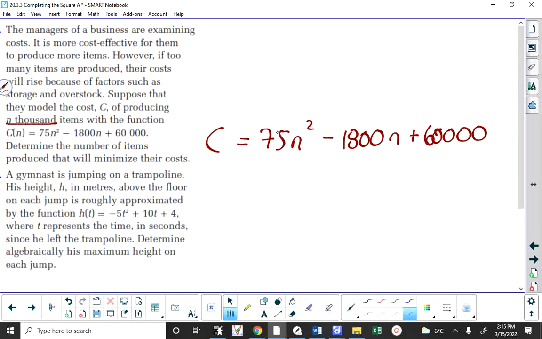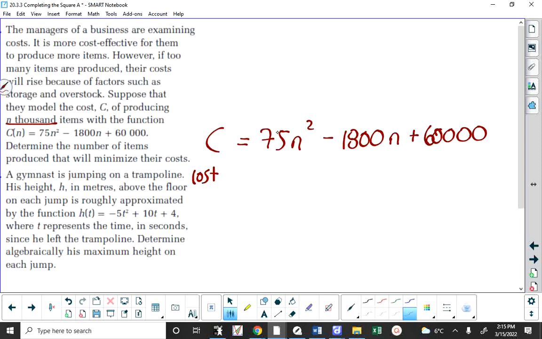Thousands of items. Okay, so we need to keep that in the back of our brain that if we ever come up with n equals 5, it's 5,000 items. The other thing to note is that this is cost. As a business owner, you want to minimize the cost, right? If you don't realize that as a business owner you want to minimize the cost, then you better find a different line of work, right?